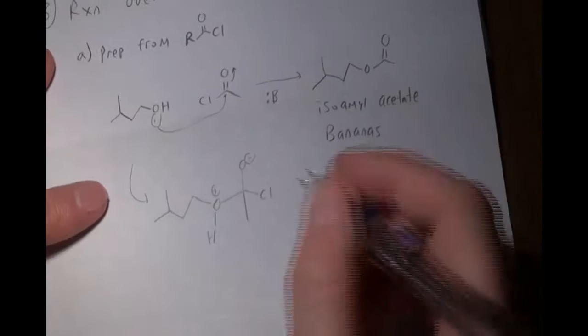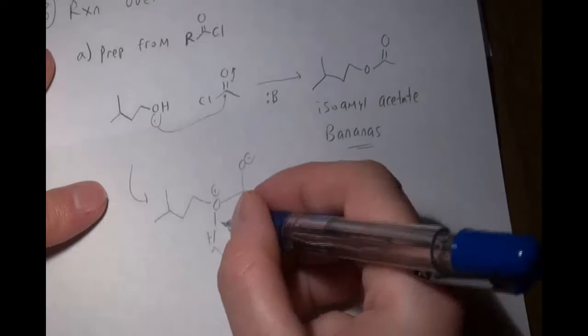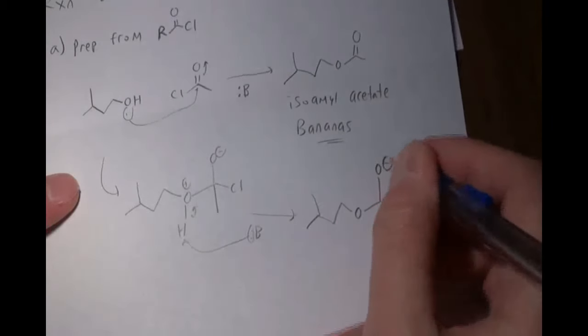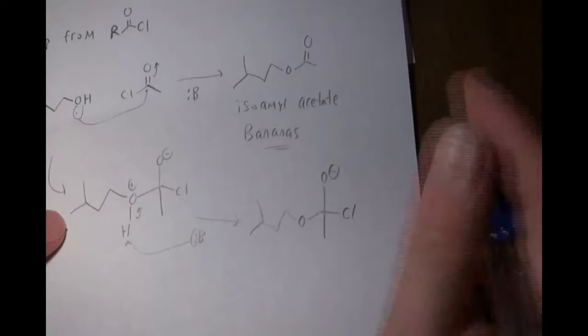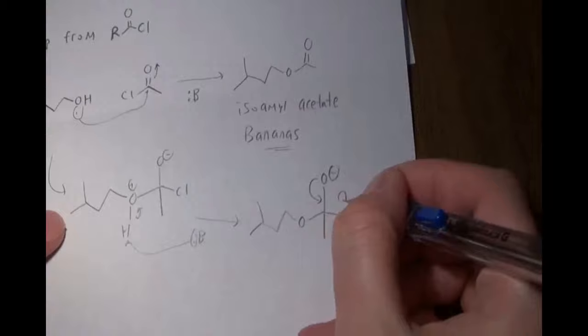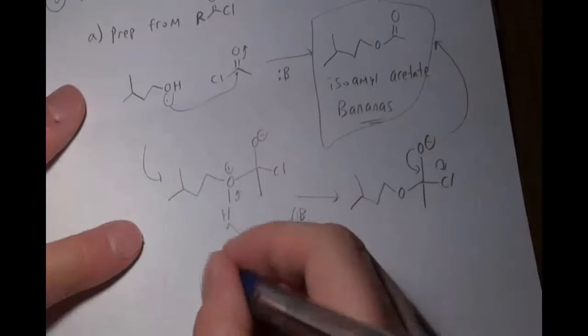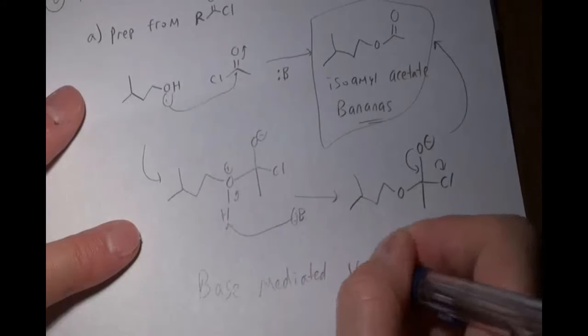Tetrahedral intermediate. What does base do? Takes out the proton. Here's your second tetrahedral intermediate. There's your product. So the mechanism is very easy with these base-mediated NAS, right? Okay.